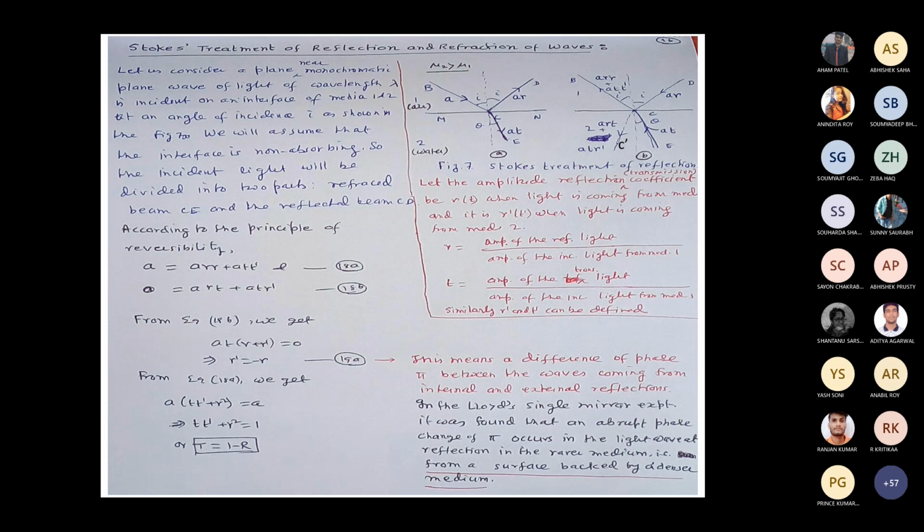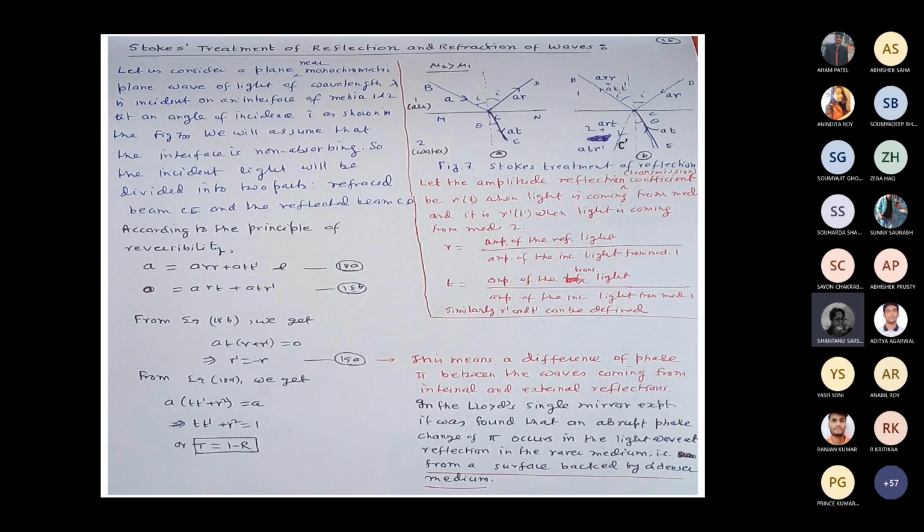Now, as I was telling you, to apply the principle of reversibility, we will incident a light with amplitude AT along EC with the same angle theta. So you understand this light ray will be divided into two parts. One part will be reflected back in the same medium, and another part will be transmitted into medium 1 with the angle I.